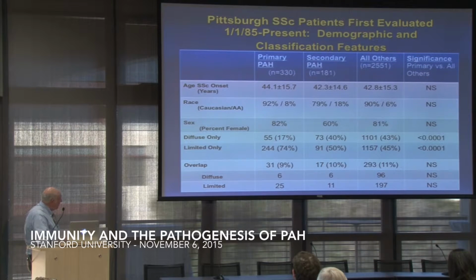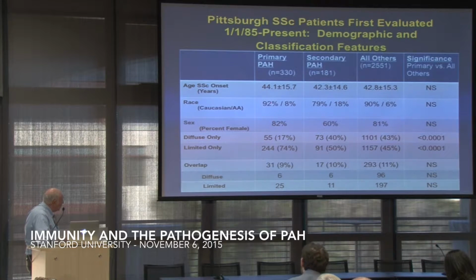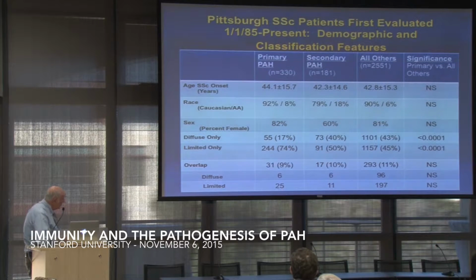Well, these are the demographic and clinical features in our cohort beginning in 1985. And so you can see we have primary, secondary, and everybody else. And I've used primary versus all others for statistical purposes.